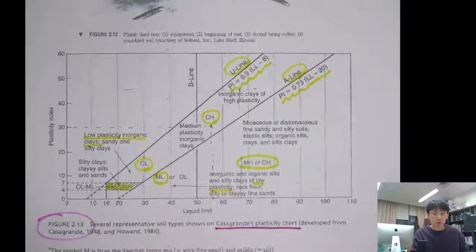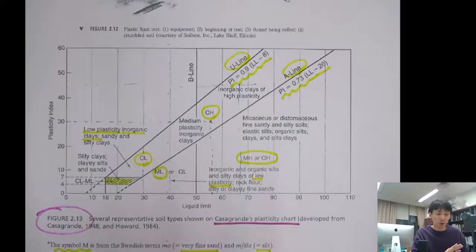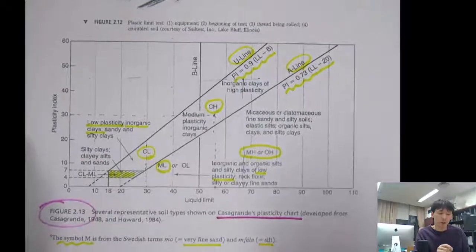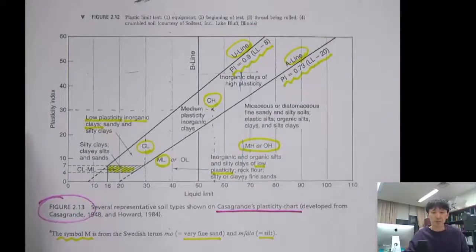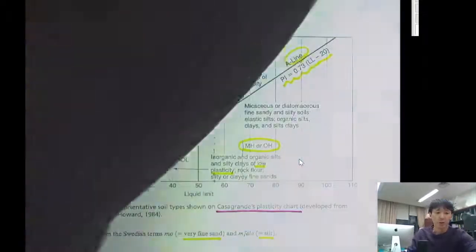Okay, that will be all for today. We have talked about the soil texture of fine-grained soil and how to differentiate clay and silt. We talked about plasticity, and when we describe plasticity, we use the parameters called the Atterberg limits: the plastic limit and the liquid limit.